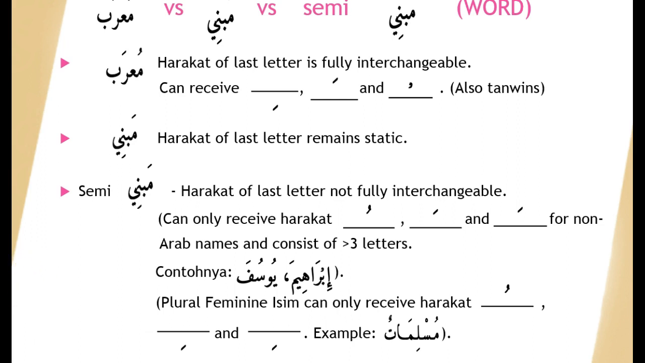And the last one would be the plural feminine isim, especially the safe plural, like muslimatun. They can only receive kasra. You have muslimatin, you don't have muslimatan. So these are the plural feminine. They can only receive u, e, e, as compared to the non-Arab names with more than 3 letters, which can only receive u, a. Okay, shall continue.